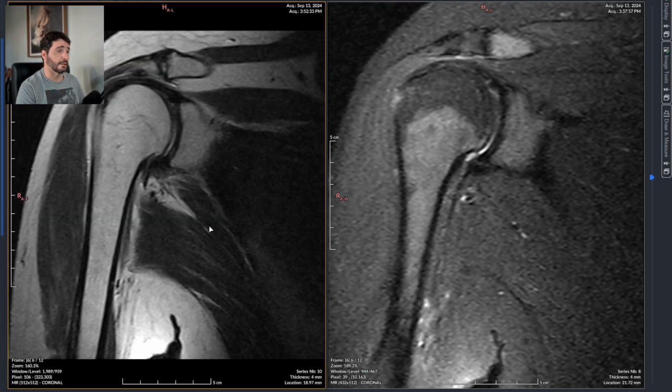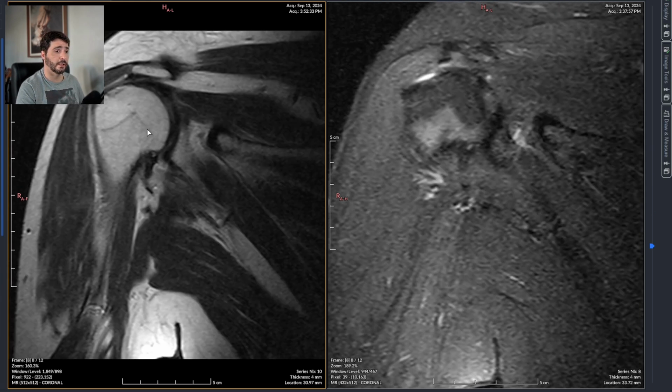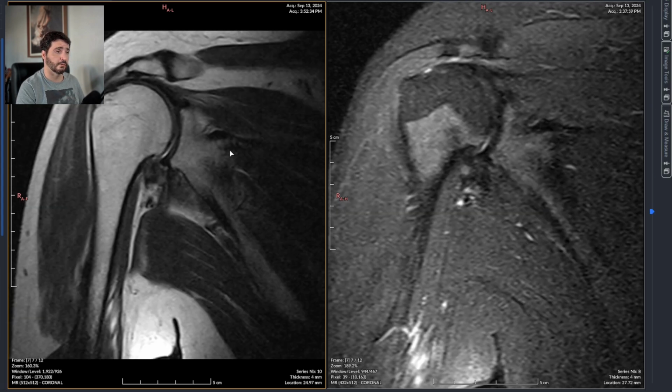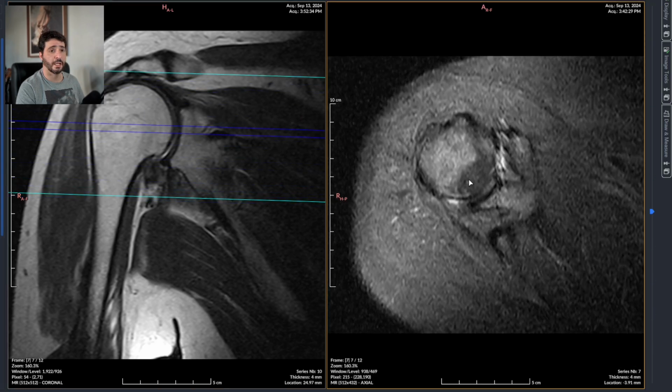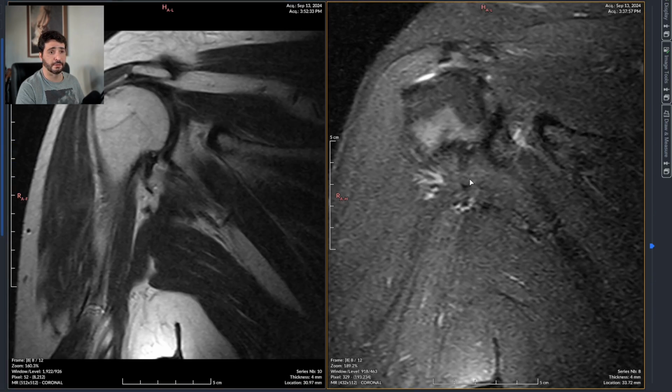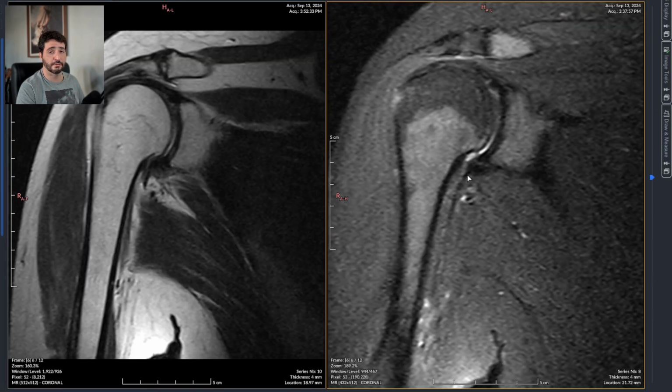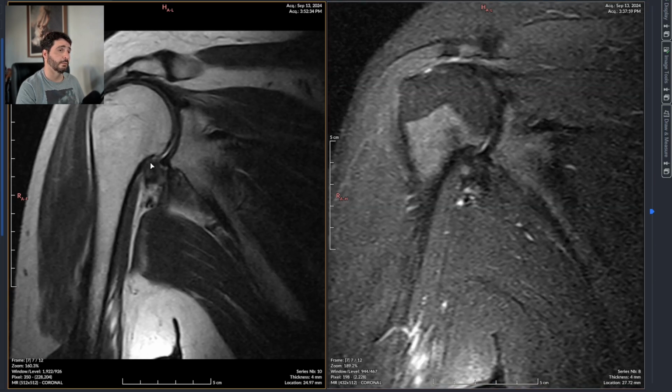So this is a shoulder scan, an MRI, we have PD with fat saturation, and we have T1 images. So we use T1 images for morphology, and we use PD fat saturated images to look for pathology. So morphology on this and pathology on this.